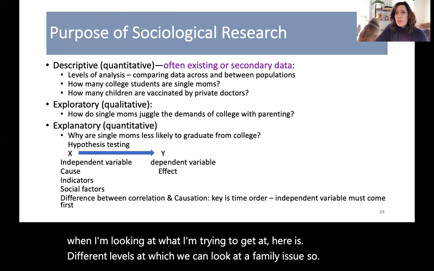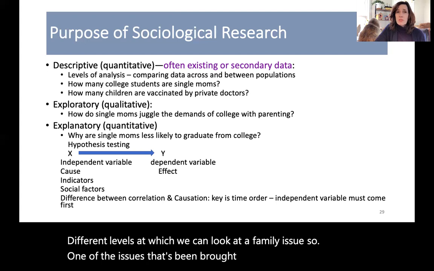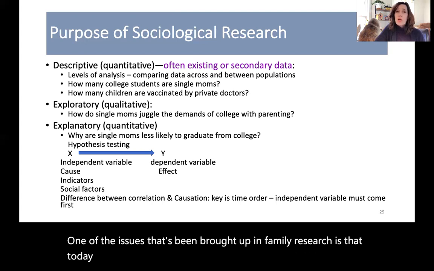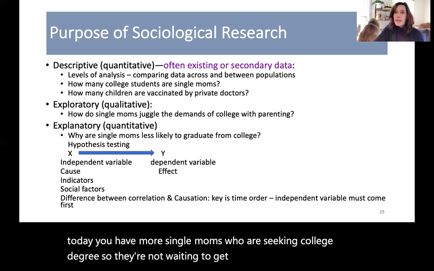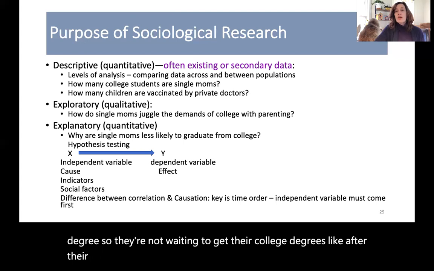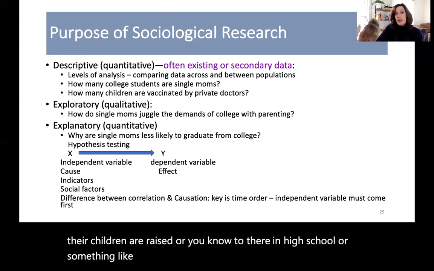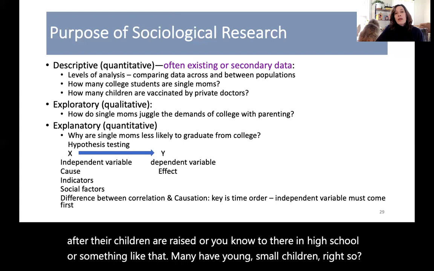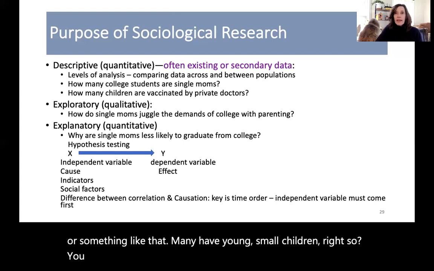One of the issues that's been brought up in family research is that today you have more single moms who are seeking college degrees. So they're not waiting to get their college degree until after their children are raised or are in high school or something like that. Many have young small children, right? So you can look at that at different levels.